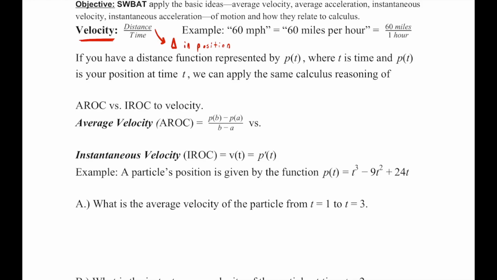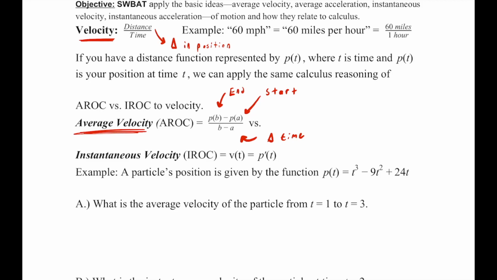to velocity. If I calculate your average velocity, what I'm doing is I'm saying, what is your ending position minus what is your starting position, P of B minus P of A, over the change in time. And so that would be, what's your average speed? How fast were you going on average?